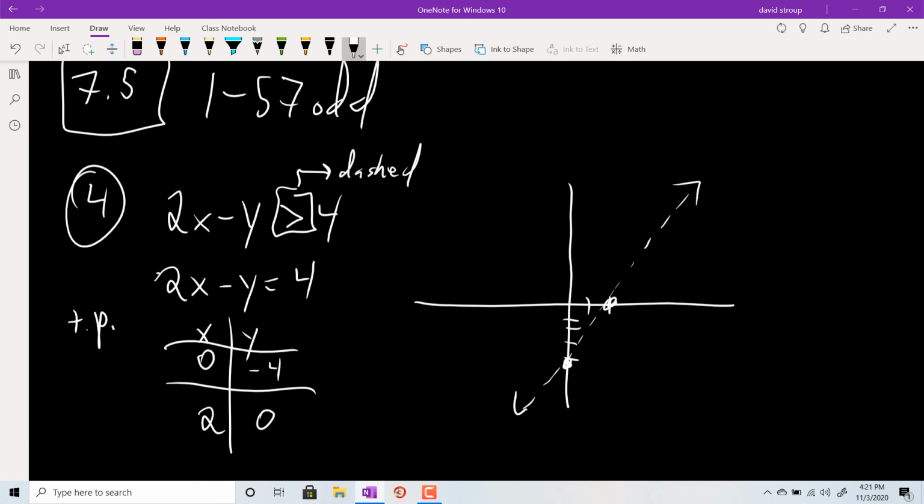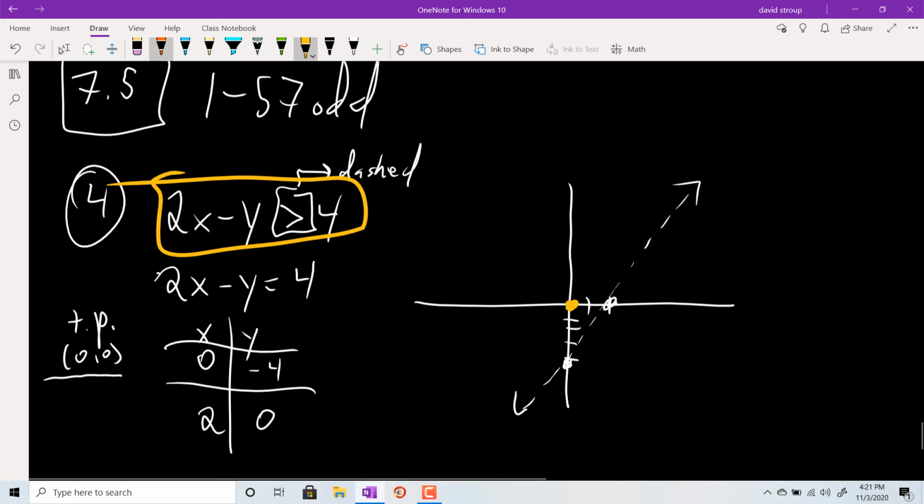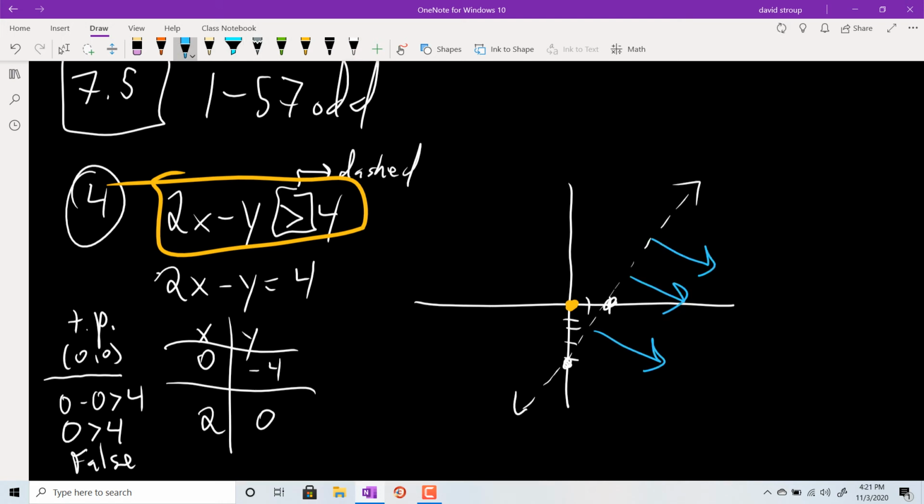Usually, if possible, use the origin unless the line actually goes through the origin. So as my test point in yellow, I'll put it right here. If I plug that into the inequality and it's true, I shade the same side as the yellow dot. Otherwise, shade the other side. So I plug 0, 0 into the original inequality. 2 times 0 is 0 minus 0. Is 0 greater than 4? No, that's a false statement. So we have to shade the other direction. I just usually put some arrows there. I don't get carried away with the shading.